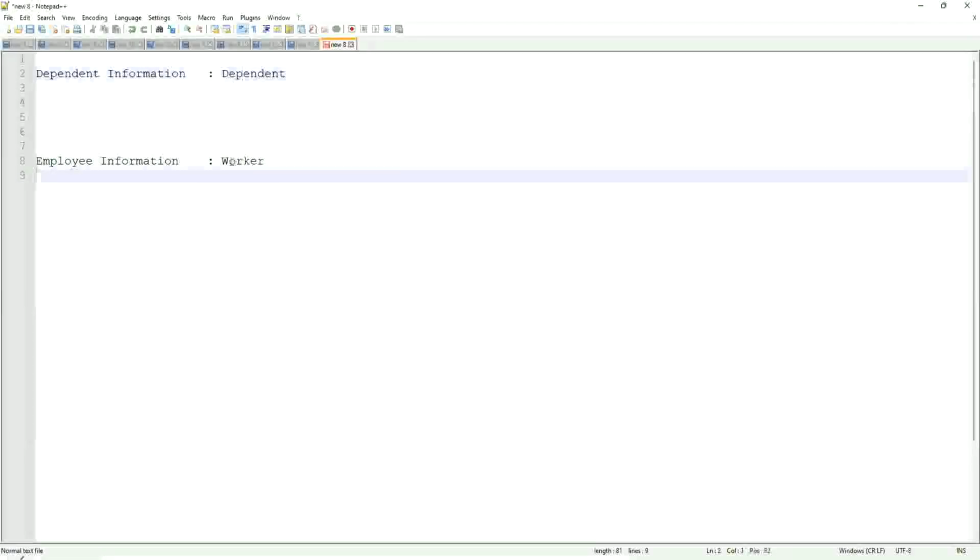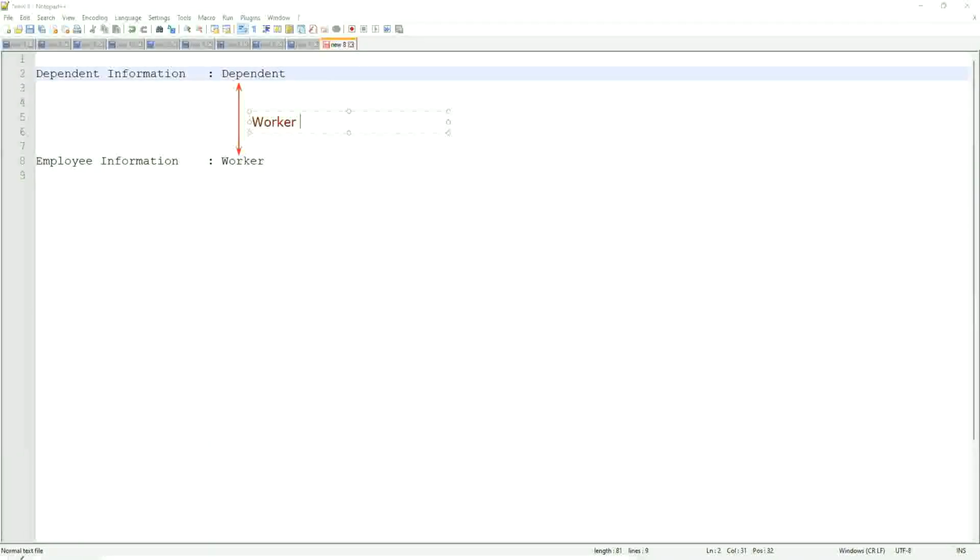Is it a multi-instance? Is it a single instance? What kind of relationship is there between a worker and a dependent? What kind of relationship do we have? Multi-instance. Worker to dependent is one to many, isn't it? One to many, or multi-instance, because one worker may have multiple dependents.